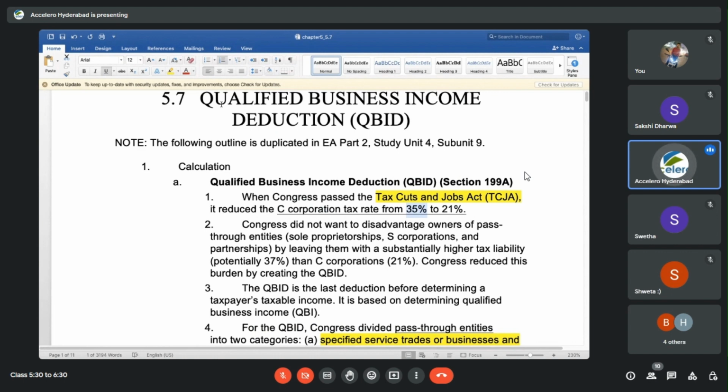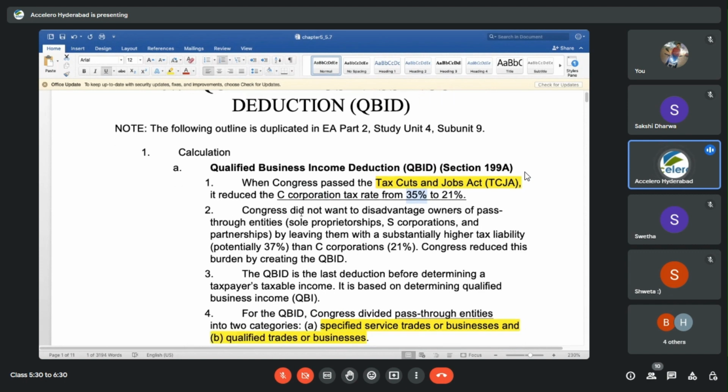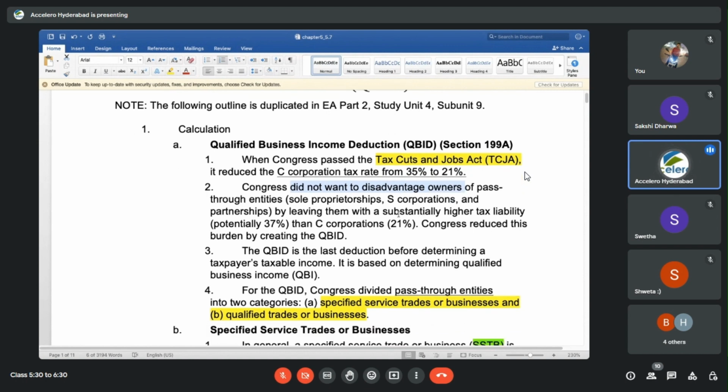So instead of cutting down the tax rate, Congress said we'll give you a good amount of deductions. See here, sole proprietors, S corporations and all, they did not want to disadvantage the owners of these entities. They said we will reduce this burden by creating QBID, because potentially they were paying 37% as compared to C corporations, which were paying only 21%.